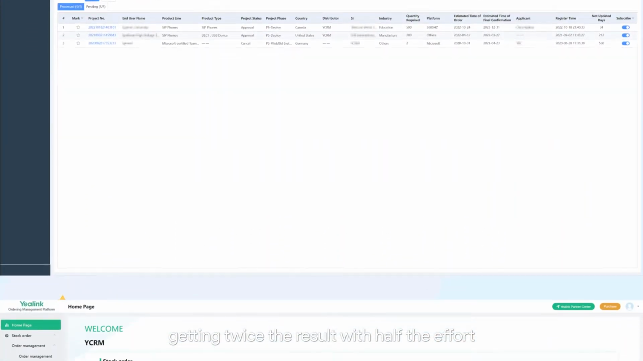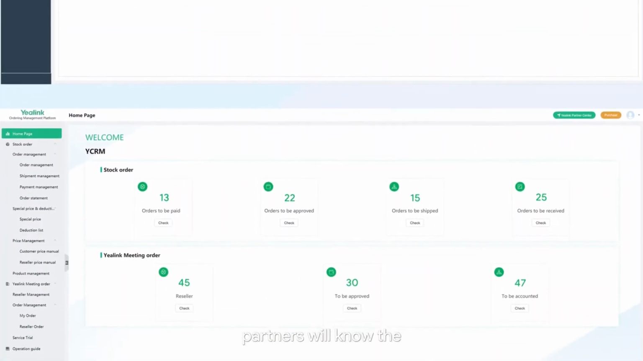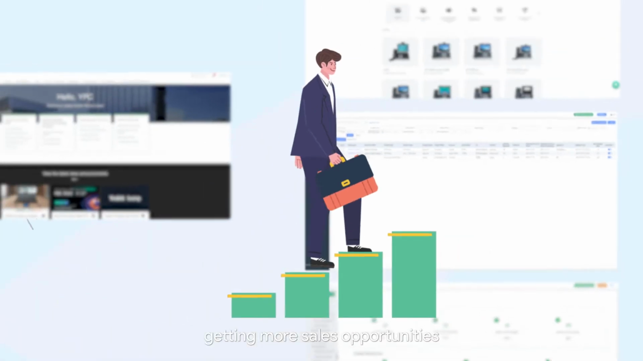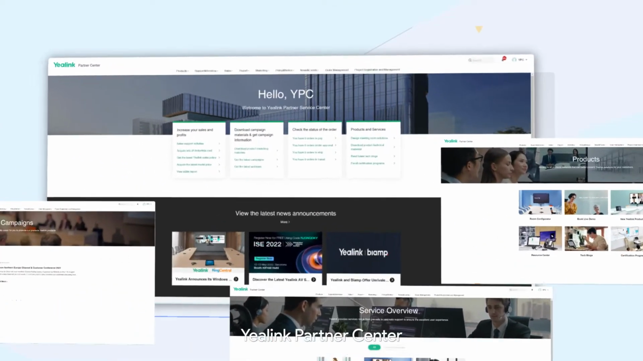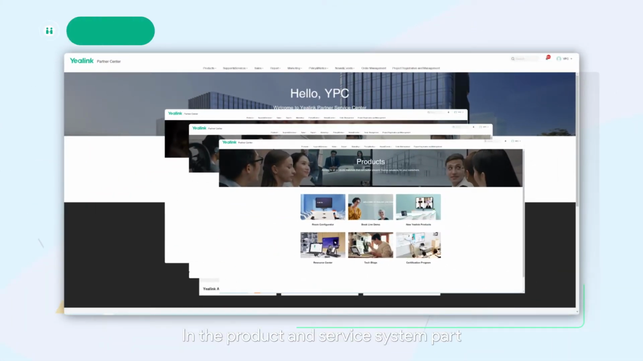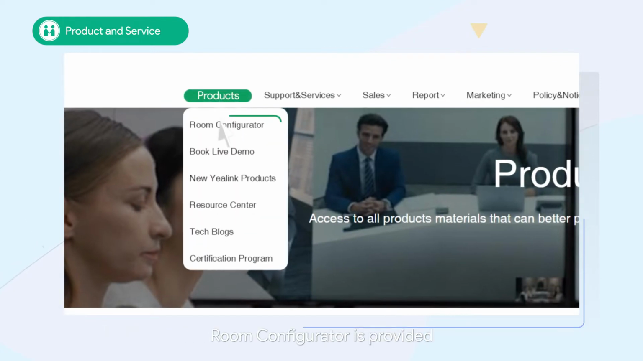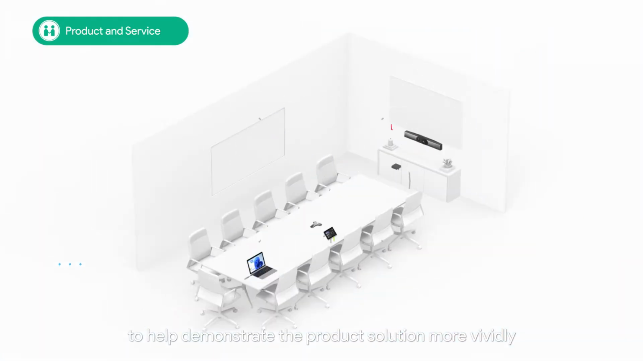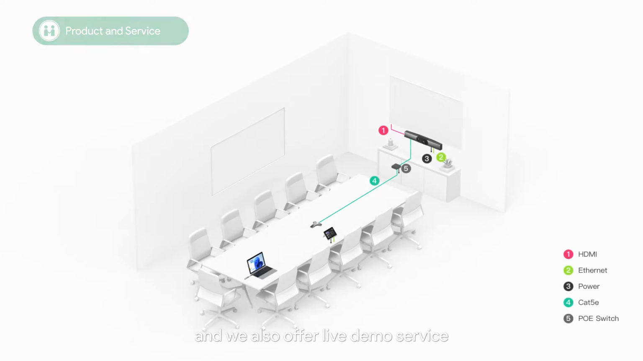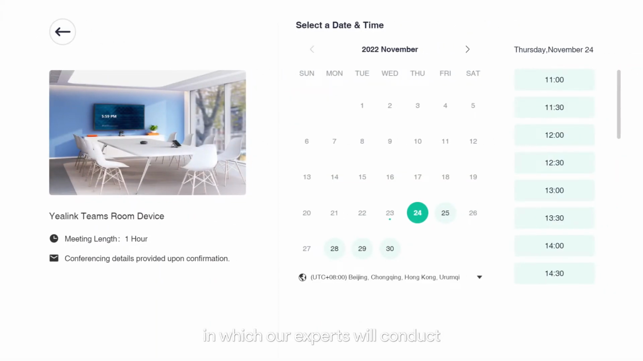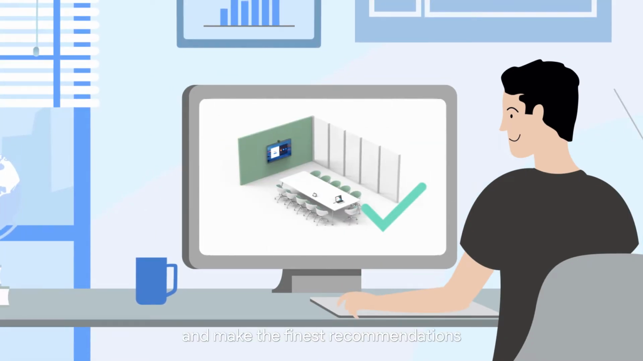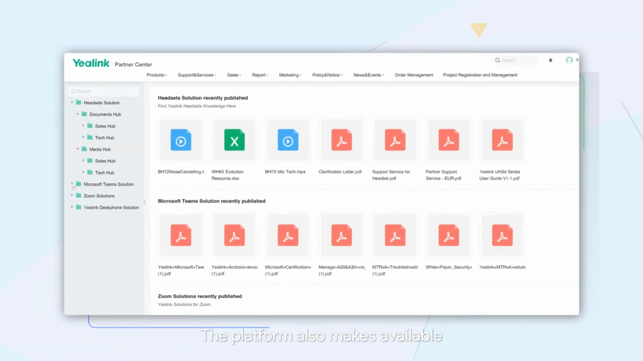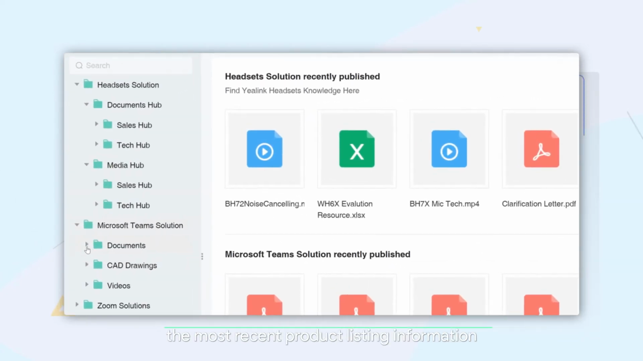with half the effort. With YPC, partners will know the most recent Yealink news, getting more sales opportunities to accelerate their business. Yealink Partner Center mainly consists of three parts. In the production and service system part, Room Configurator is provided to help demonstrate the product solution more vividly. And we also offer live demo service in which our experts will conduct a live tour for customers and make the finest recommendations.